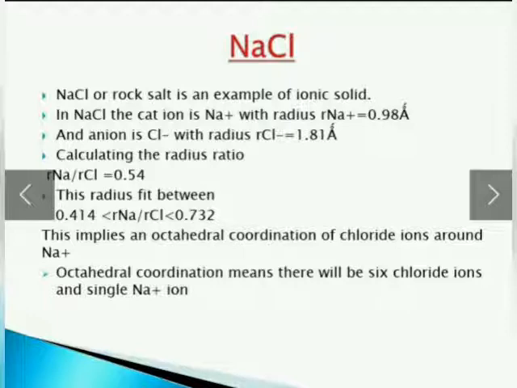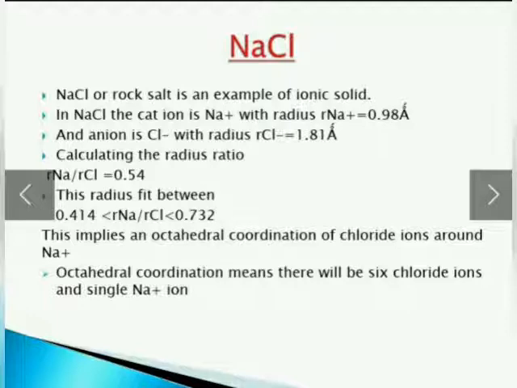Now I am going to discuss the structure of sodium chloride. NaCl or rock salt is an example of an ionic solid. In NaCl, the cation is Na+ with radius R_Na+ equal to 0.98 angstrom, and the anion is Cl- with radius R_Cl- equal to 1.81 angstrom. Calculating the radius ratio, R_Na+/R_Cl- is equal to 0.54.